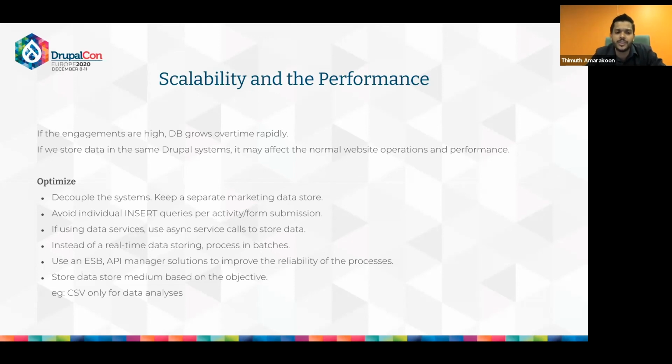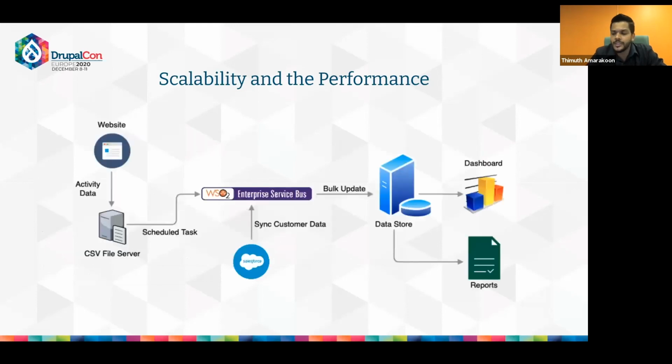You can just store it in CSV files, a collection of CSV files, and you can use that for your data science related exercises. So in our case, we are using something like this. We are storing all our data in a CSV based system. And we have our WSO2 enterprise service bus, which is our own product.